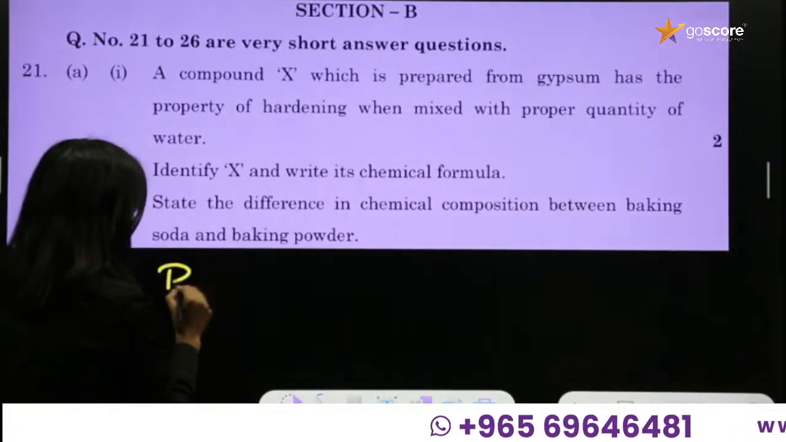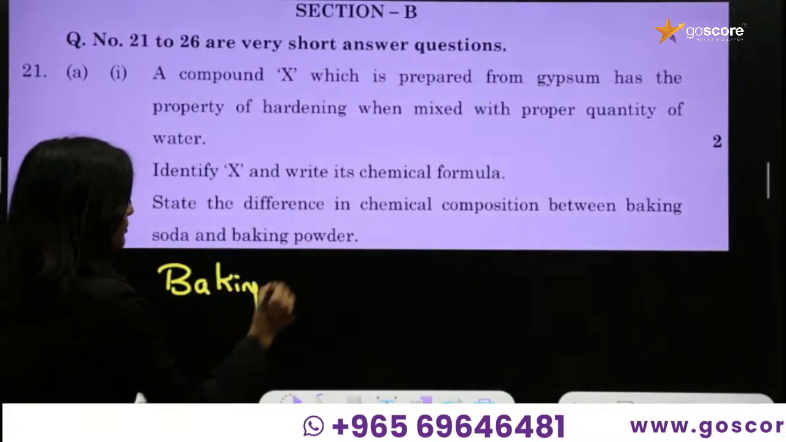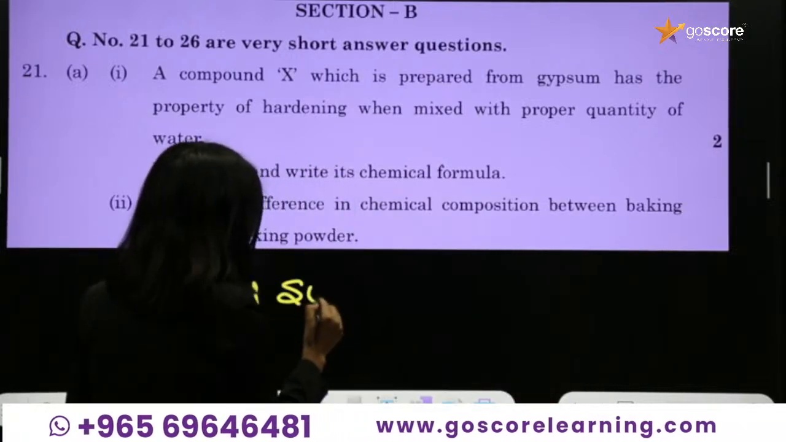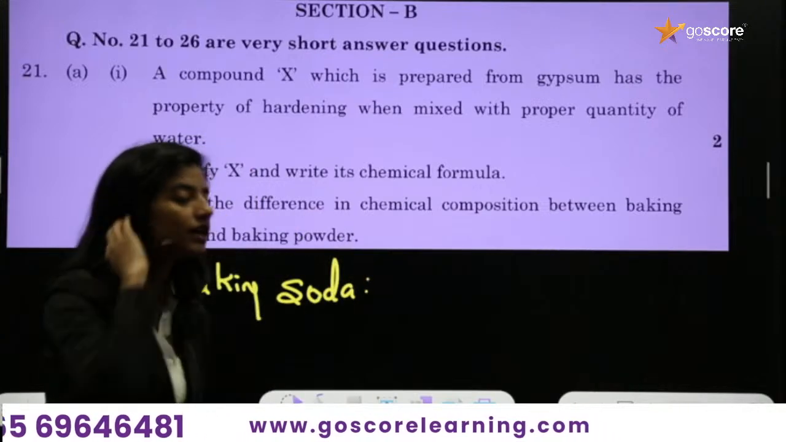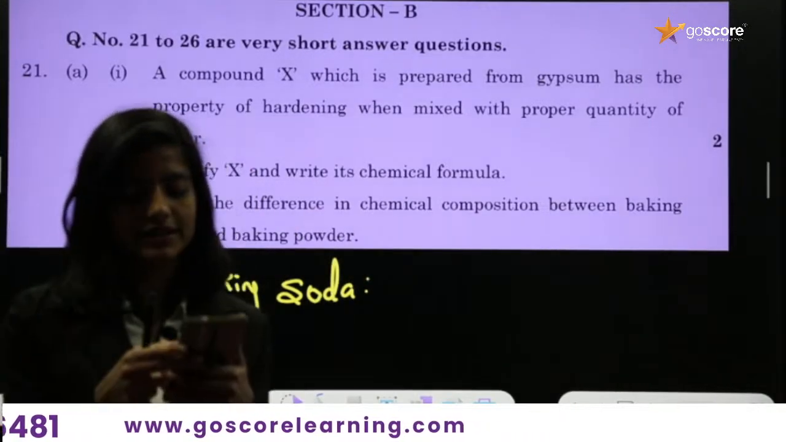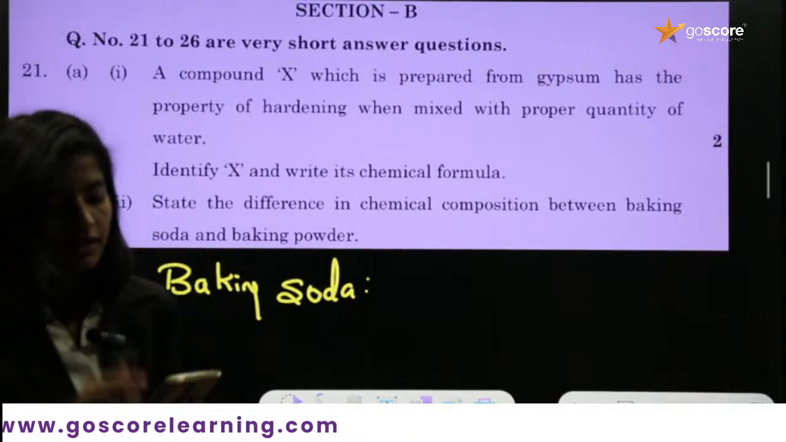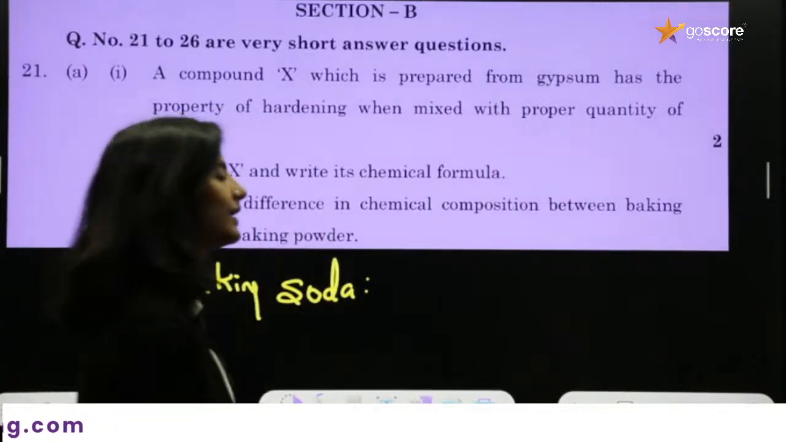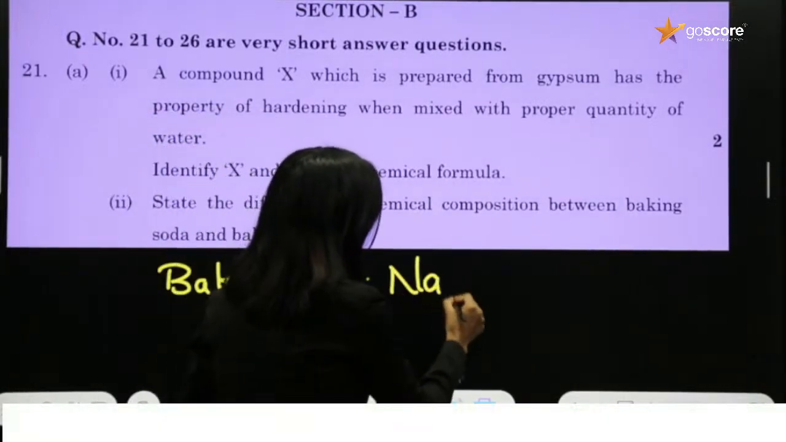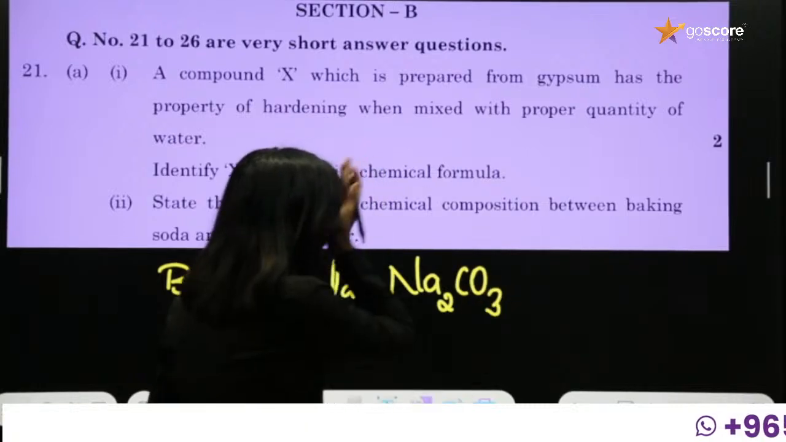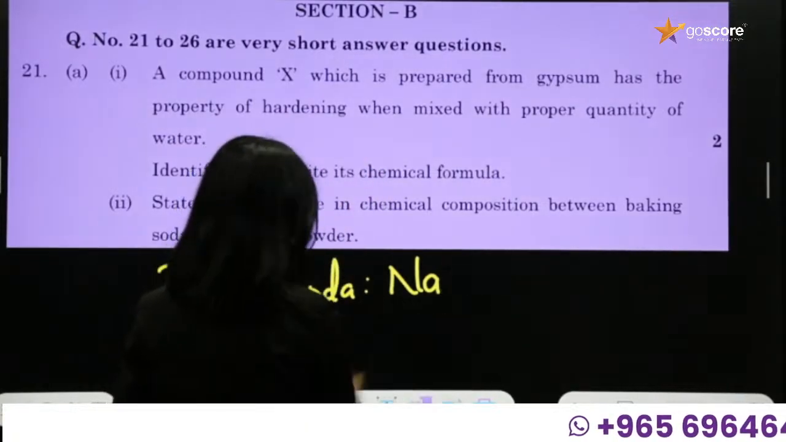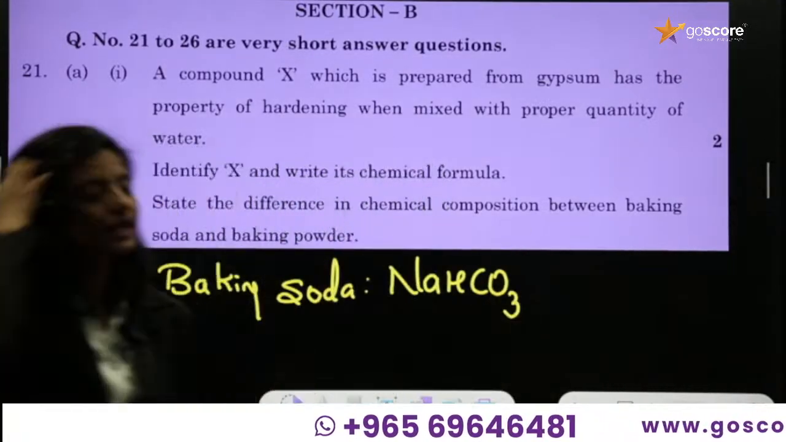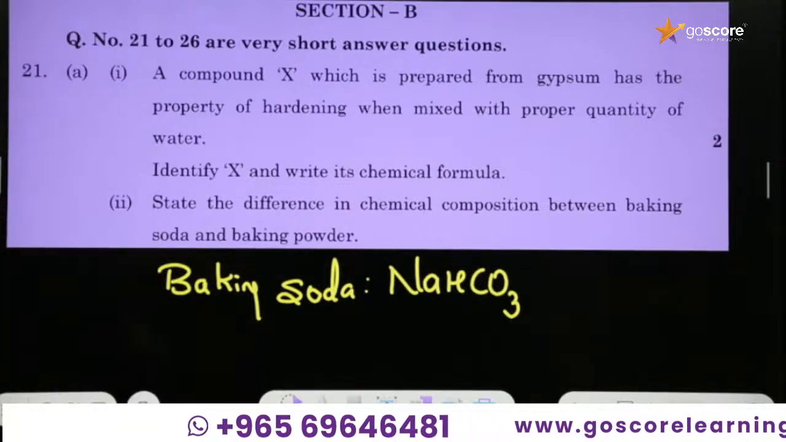Baking soda. What is the formula that you can give for baking soda? We'll write baking soda first. Can I get the answer in the comment box for the formula of the baking soda? Na2CO3, correct. Okay, I'm sorry, NaHCO3. So NaHCO3, that's very good, correct. So baking soda is NaHCO3.